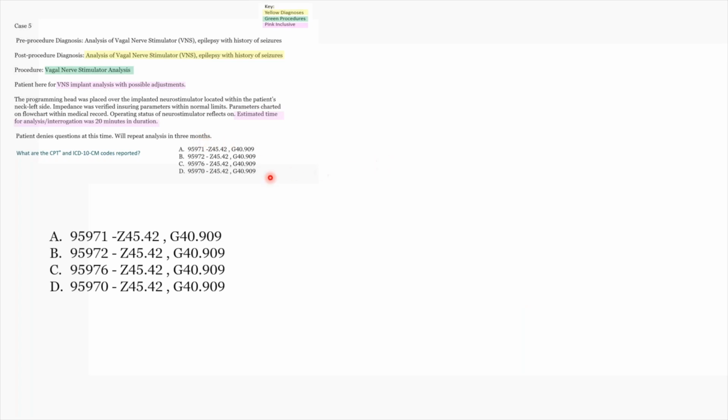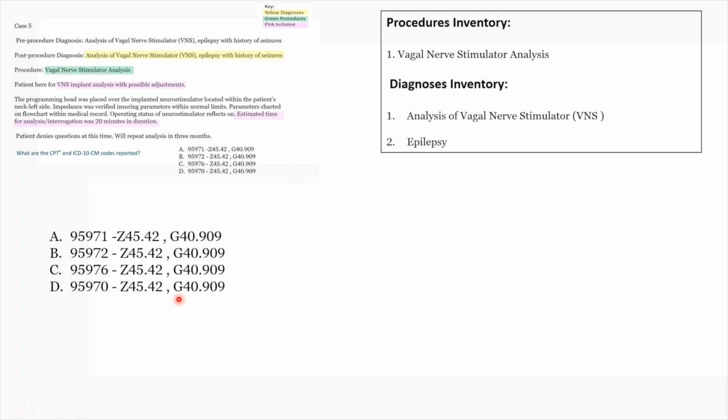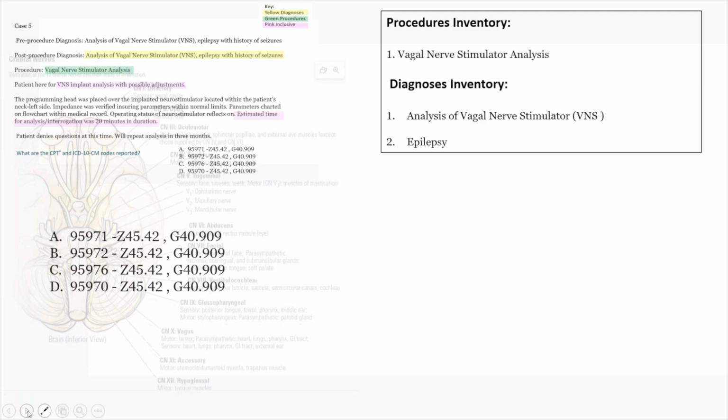And that's all about the guidelines. Let's move ahead and solve the scenario. The procedure performed is vagal nerve stimulator analysis. So the neurostimulator here is located in the vagal nerve. And the diagnosis, we are having analysis of the vagal nerve stimulator, and the patient is also having epilepsy.